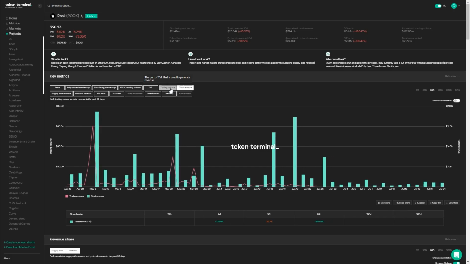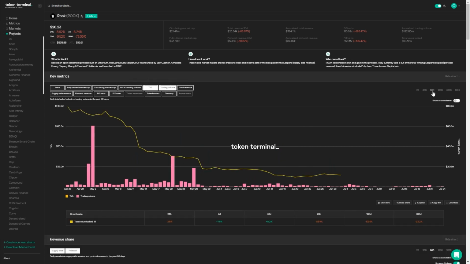Perfect. Now, on that note of value through the protocol, what would you say are the current drivers or challenges related to your growth?